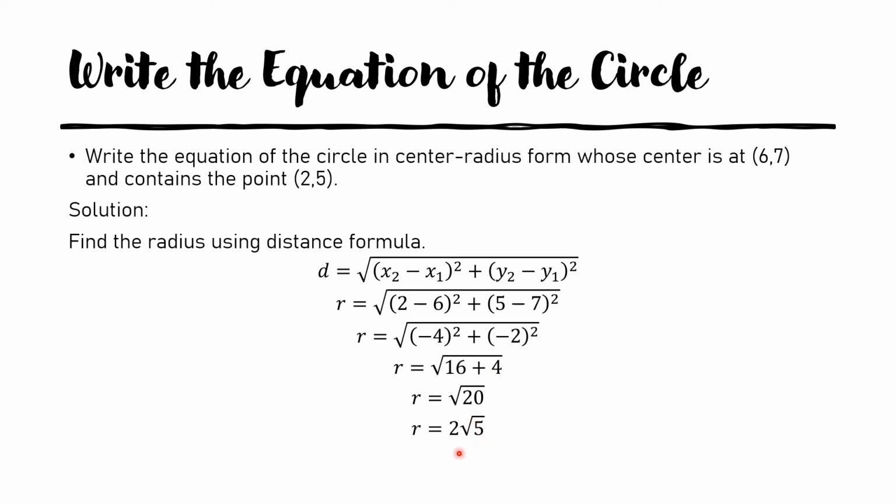Then next, we can now simplify yung 20 natin. Ang factor niya is 4 times 5. So para makuha yung simplified square root of 20, square root mo muna yung 4, that is equal to 2, and iwan mo yung 5 na factor niya sa loob ng square root.